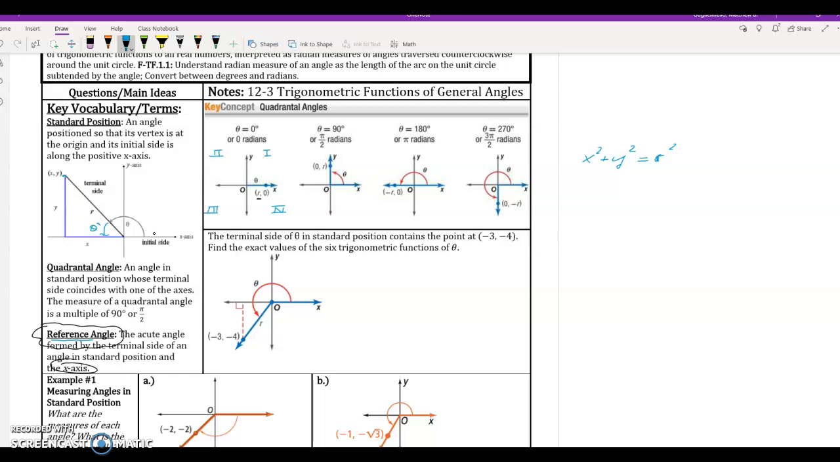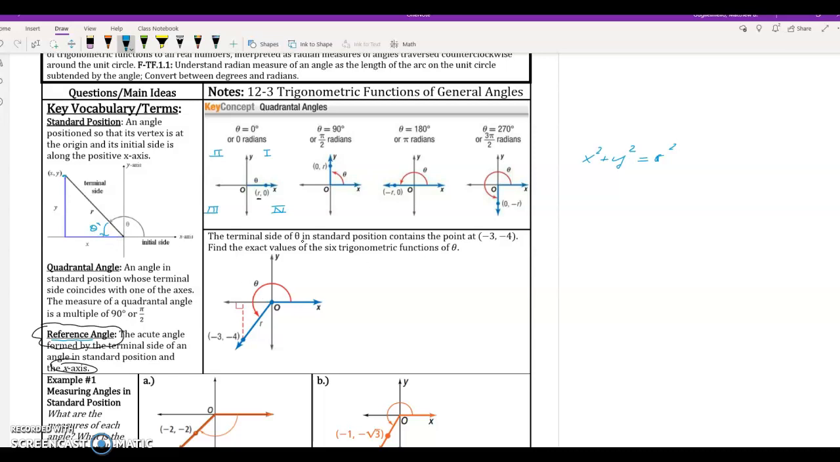So all you need to know is that if you have a theta and it's not in the first quadrant, you need to make a right triangle with the x-axis. Okay, never make one with the y. So notice I didn't draw my triangle up here. That's not how it works. You have to draw the triangle to the x-axis to get the proper reference angle. Okay? So let's look at our first example.